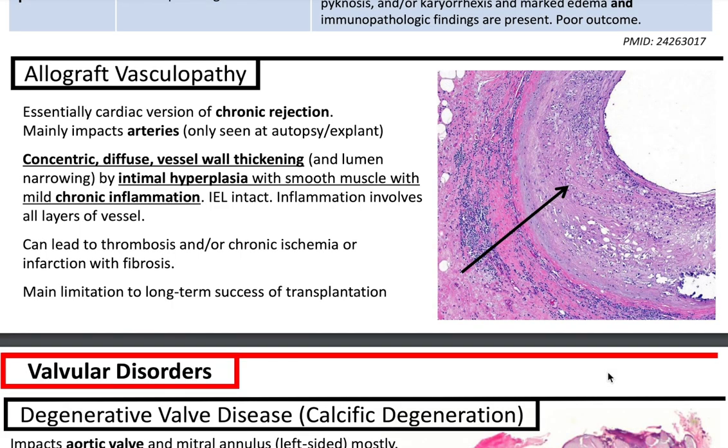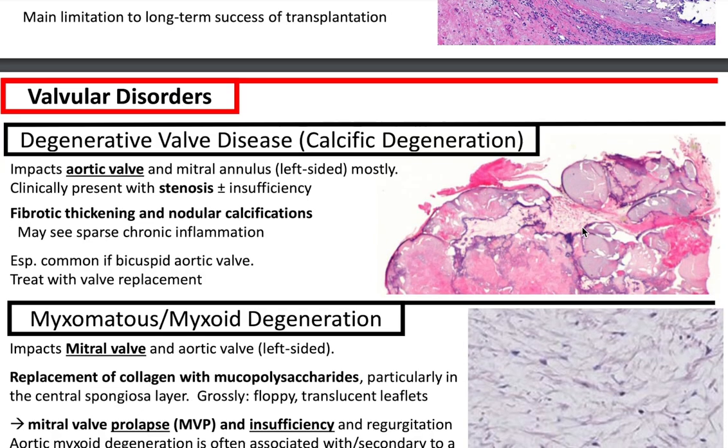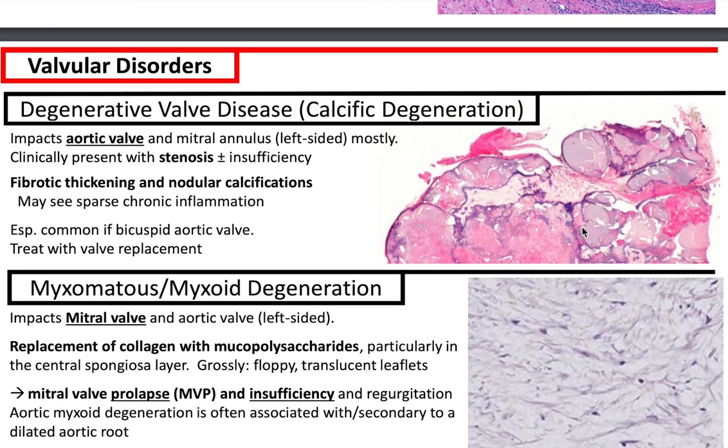Allograft vasculopathy, essentially the cardiac version of chronic rejection, and it mainly impacts arteries. You have concentric diffuse vessel wall thickening by intimal hyperplasia with smooth muscle with mild chronic inflammation. Valvular disorders, you have degenerative valve disease or calcific degeneration. It impacts the aortic valve, and you can have clinically present with stenosis.